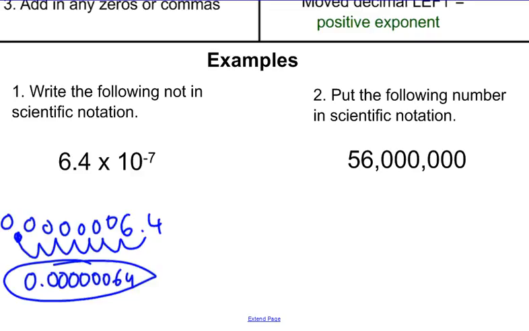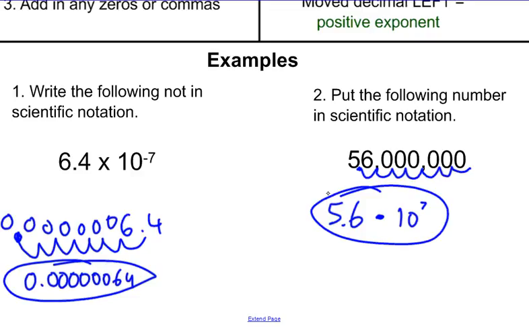Now, this is going backwards for this one on the right. The decimal would be here, and we want to move it until it gets to a number between 1 and 10. 5.6, that would be right here. So our number is going to be 5.6. And since it's a large number, it's going to be a positive exponent. We moved it 1, 2, 3, 4, 5, 6, 7, so the exponent is 7. That's how you put it into scientific notation.